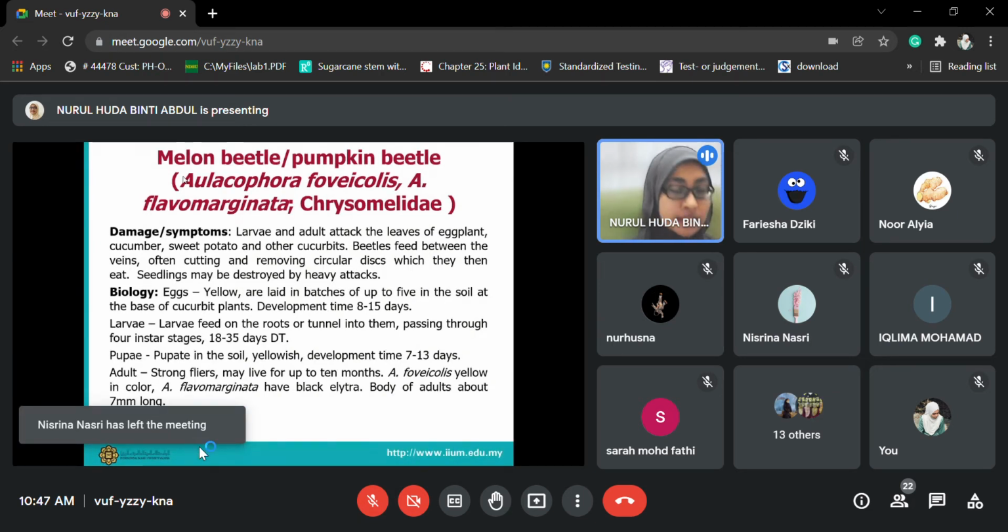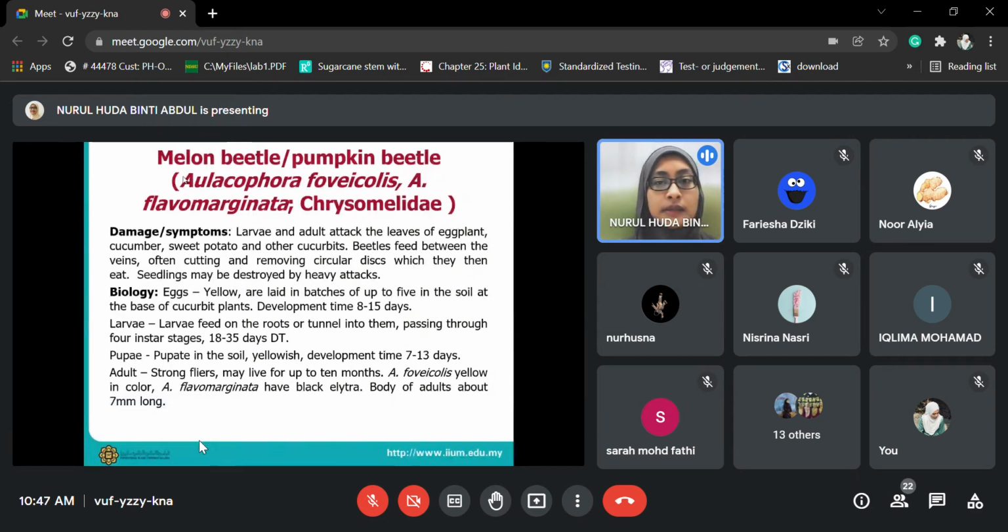Okay, so the damage, the larvae and adult attack the leaf of the eggplant. Eggplant ni jarang lah, selalunya ada juga. Cumanya it's more specialized on the cucurbits. Okay. Beetle feed between the vein.